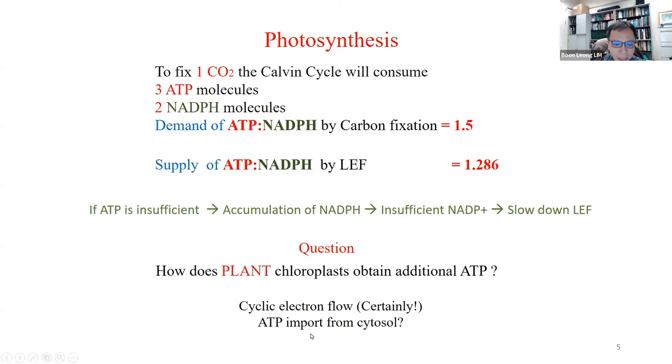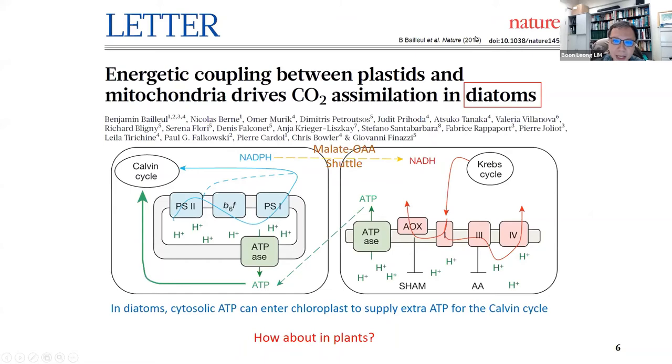In this 2015 Nature paper that studied diatoms, it showed that in the chloroplast, the extra NADPH can be exported through the malate-OAA shuttle in the form of malate and reach the mitochondria, which will release NADH. The NADH can be consumed by the mitochondrial electron transport chain to generate ATP. That ATP will be exported into the cytosol and imported into the chloroplast so that the ATP can supply the Calvin cycle. So in diatoms, cytosolic ATP can enter the chloroplast to supply extra ATP for the Calvin cycle. But how about in plants?